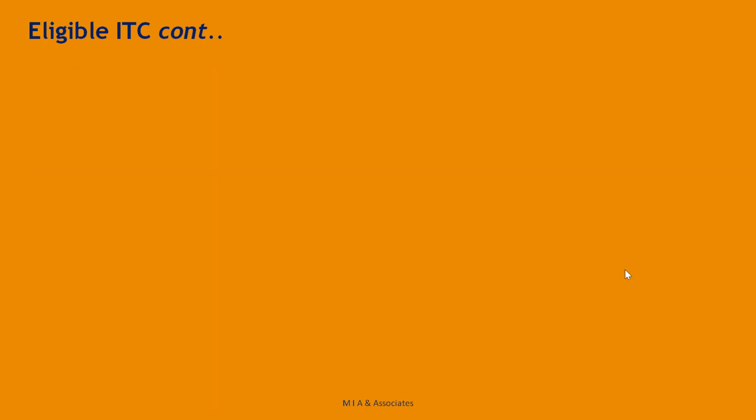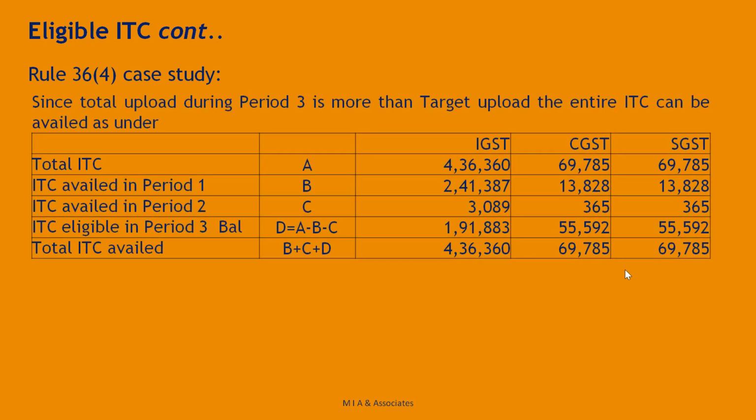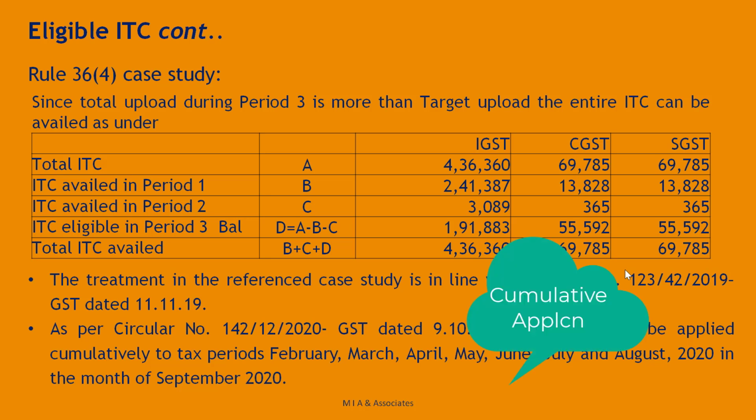Now friends, there is one more concept which I will talk about, and it is relevant under COVID circumstances. As we have seen, the computation methodology for arriving at eligible ITC under Rule 36(4) shall be repeated until the target upload is achieved. As part of the COVID relief package in the year 2020, as per Circular 142 of 2020, Rule 36(4) was made applicable on a cumulative basis for a period of 7 months.